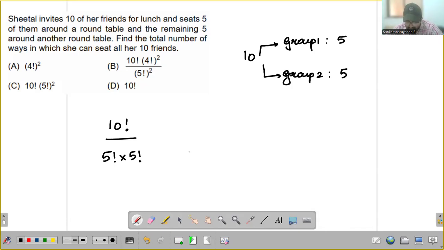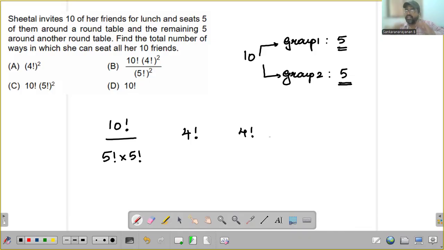All good? Fine. Now the group is ready, so that first group is ready with 5 people. Those 5 people you have to arrange around a table. How many ways can you do that? That will happen in 4 factorial ways. N people around a table can be arranged in n minus 1 factorial ways. So 5 can be arranged around a table in 4 factorial ways. Similarly, the second group has 5, and you place them around another table. That can happen again in 4 factorial ways.